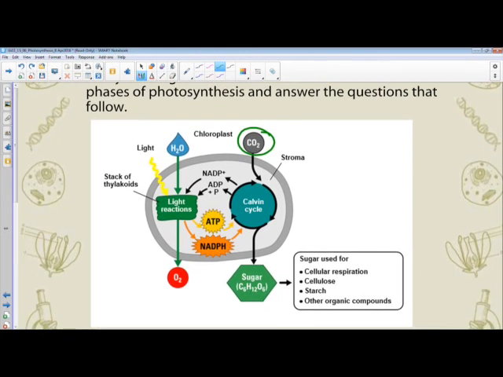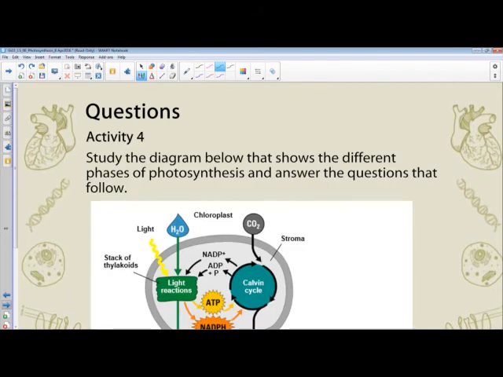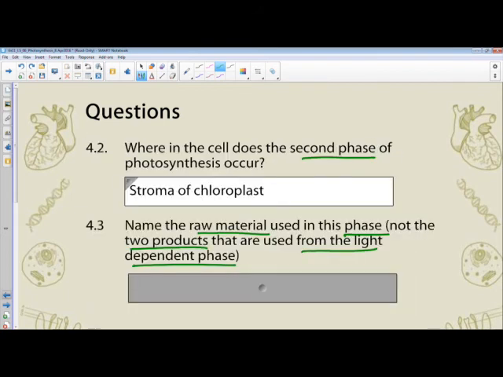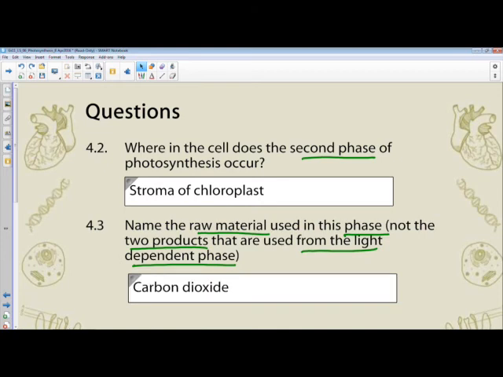Okay, so let's get back to that question. Where are we? We're here. So let's click on the answers. So it's carbon dioxide. Carbon dioxide is that raw material. It's not those two products that we were just relating to that are produced in the light dependent phase.